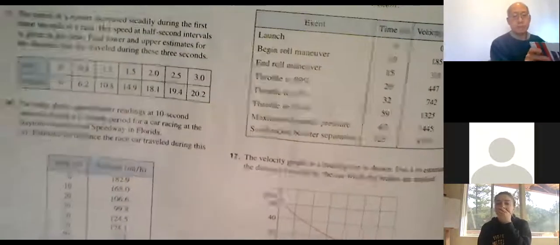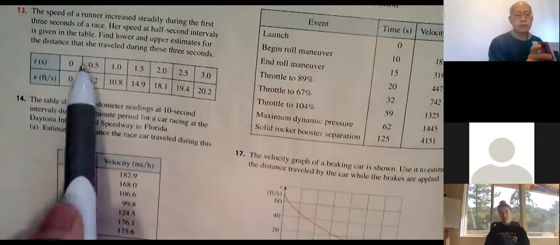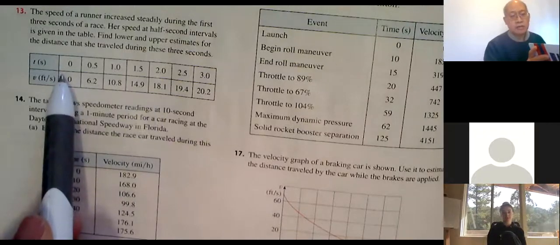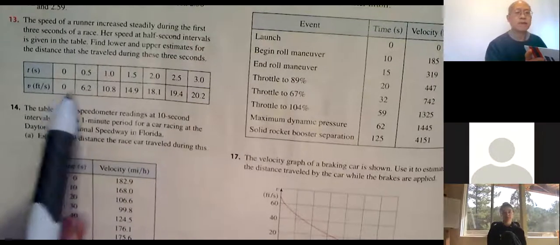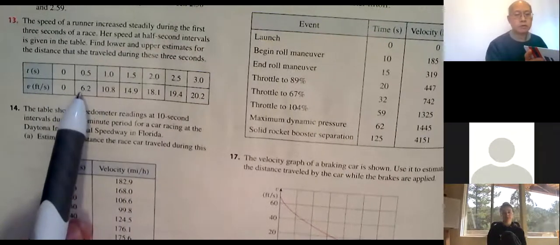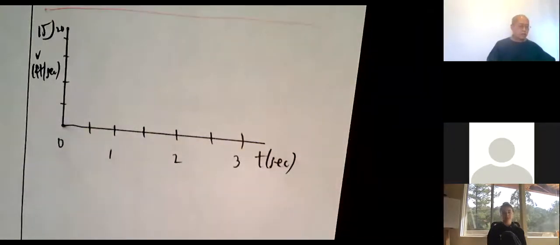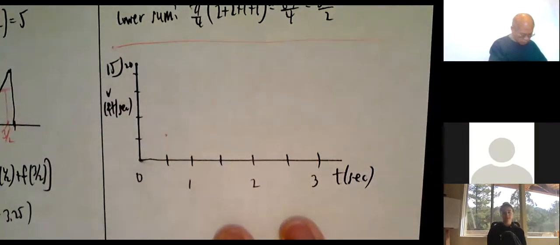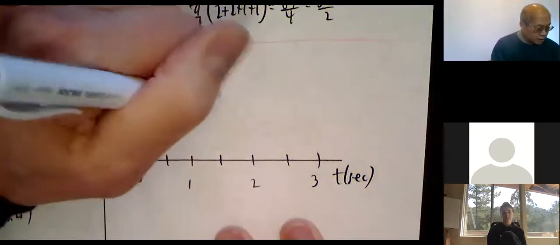Okay. So what am I doing? And by the way, you don't have to do this to work the problem out, but I'm doing it just for teaching purposes. I'm going to plot these points. So the origin, right, 0.5, 6.2. So she's speeding up, obviously. You know, the race starts, or the starter gun goes off. So obviously at the beginning, your speed is zero. And then it looks like you're accelerating to 6.2 feet per second, 10.8 feet per second, and eventually to 20.2. Okay. So I'm going to try to plot these. So 6.2, 10.8, a little bit more than 10. 14.9 is a little bit under 15.